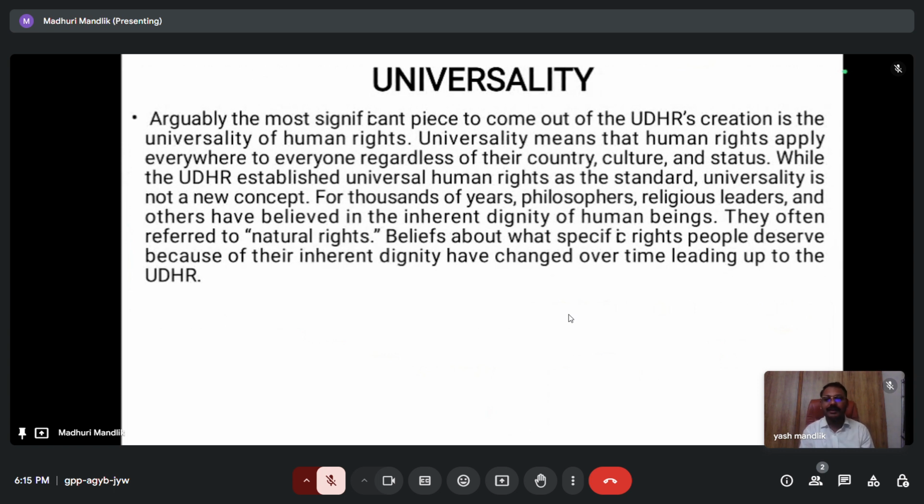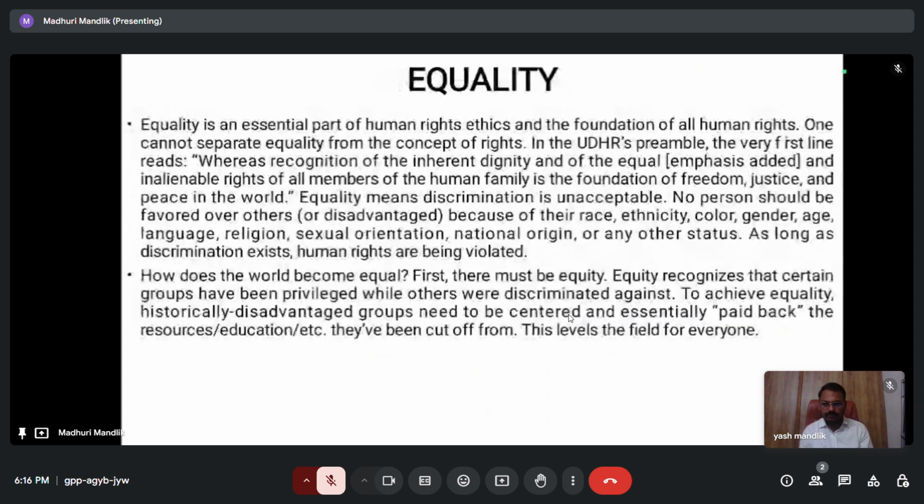First one is universality. Arguably the most significant piece to come out of the UDHR's creation is the universality of human rights. Universality means human rights apply everywhere to everyone regardless of their country, culture or status. While the UDHR established universal human rights as the standard, universality is not a new concept. For thousands of years, philosophers, religious leaders, and others have believed in the inherent dignity of human beings. They often referred to these as natural rights. Beliefs about what specific rights people deserve because of their inherent dignity have changed over the time leading up to the UDHR.